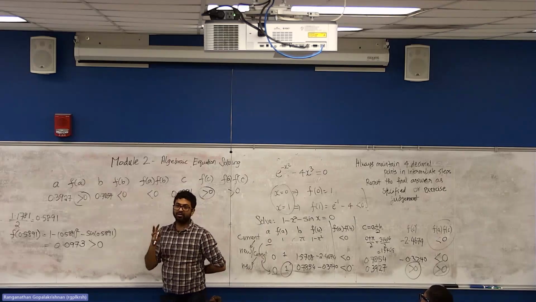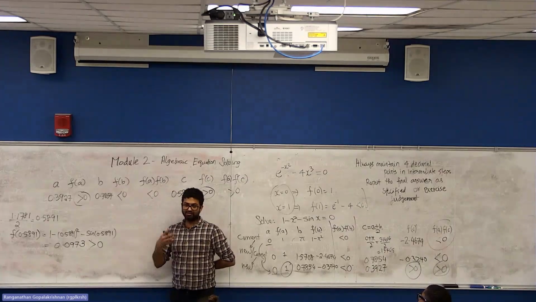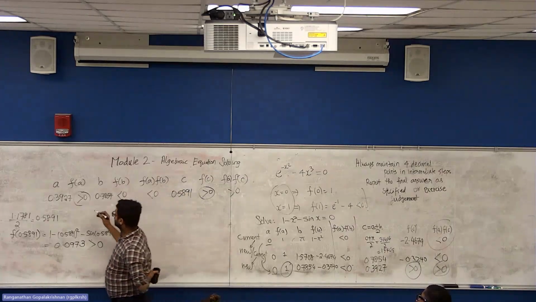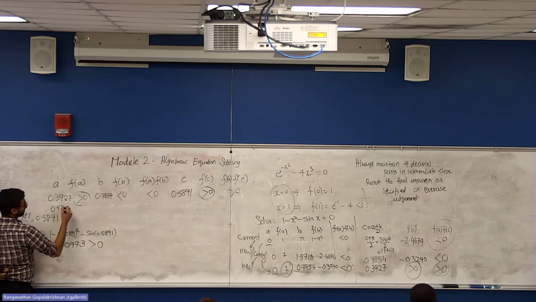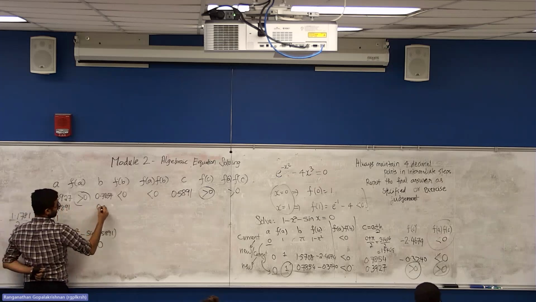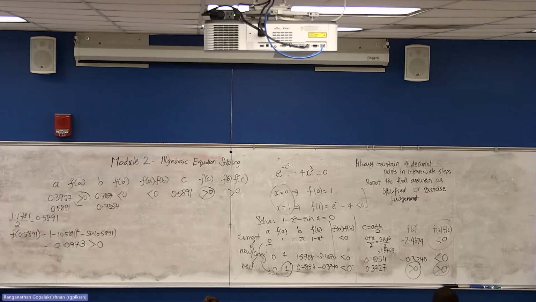Remember this. So C becomes the new A, so 0.5891, and B carries over 0.7854. So you get the hang. Okay. Now tell me, how do you monitor this process? How do you keep checking some quantity such that you know when to stop? What should we keep checking?